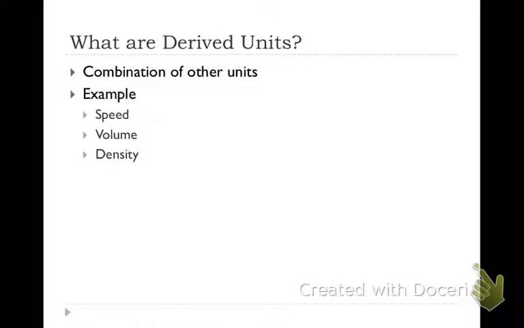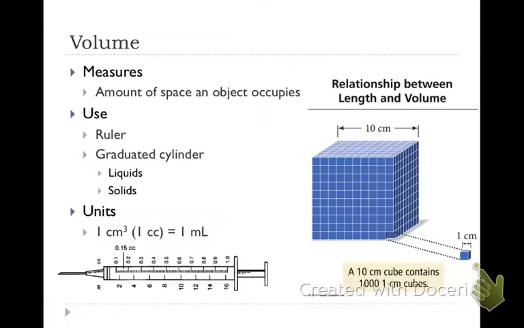So derived units are combinations of other units. So for example, speed, you might use that in physics. Volume and density are the ones that we'll talk about here. So volume is the amount of space an object occupies. That's its actual definition. We can use a ruler or graduated cylinder. A ruler is perfect if you have a cube shape or a rectangular, or excuse me, cubic shape.